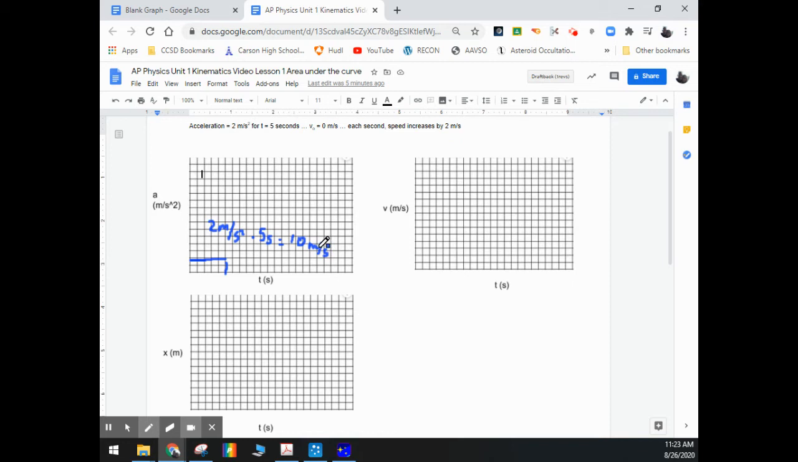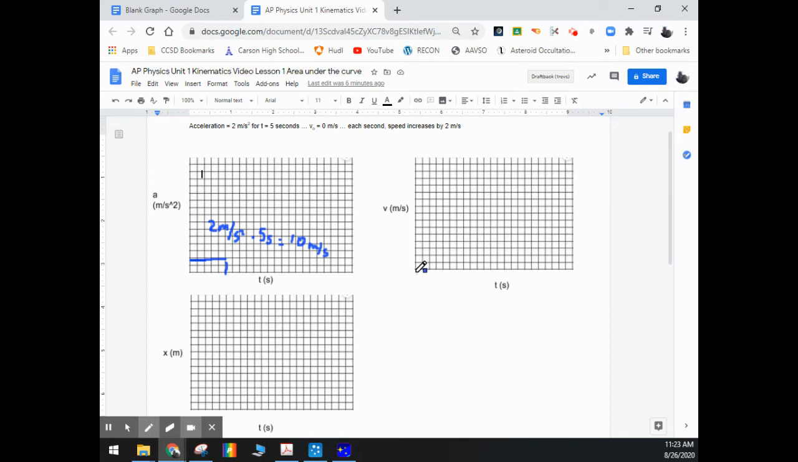Let's say it's traveling north, 10 meters per second. All right, so that's what the area tells me here: it is the velocity after a certain amount of time. So now I go over here, and here's velocity versus time, and I'm starting from zero, and I do it for 5 seconds.